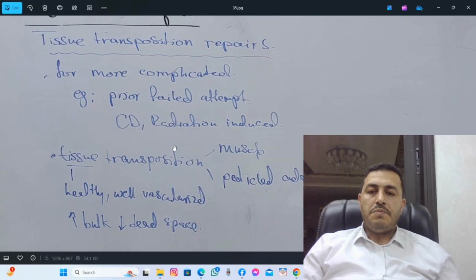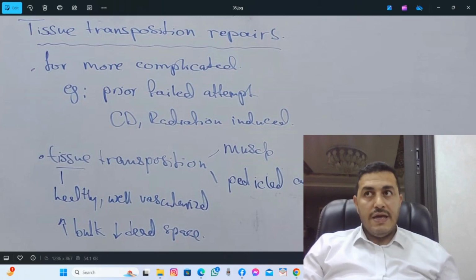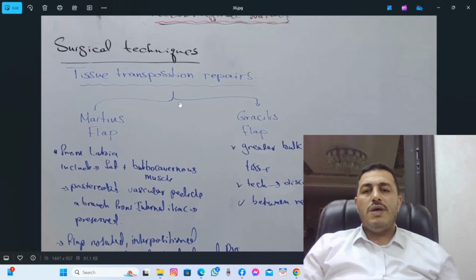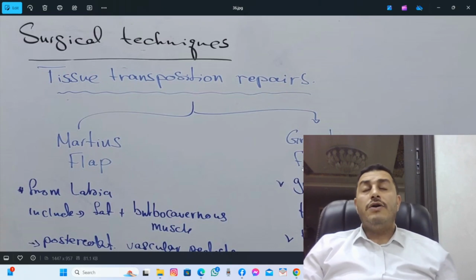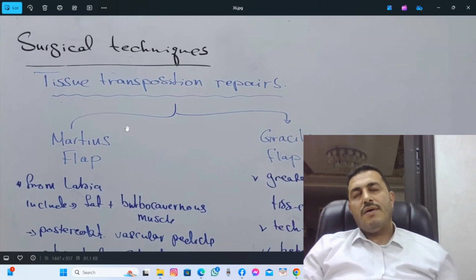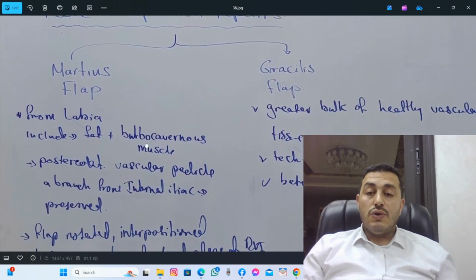This repair consists of tissue, fat and muscle, and we need, of course, a healthy, well vascularized flap. They are a type of pedicled flap that will increase the bulk of the septum and decrease the dead space. We have two main tissue transposition repairs: the Martius and gracilis flap. I think we talked about the gracilis flap in detail, including the technique, when we talked about rectourethral fistula. About the Martius flap, some literature calls it the bulbocavernosus flap, just to recognize what we are talking about.